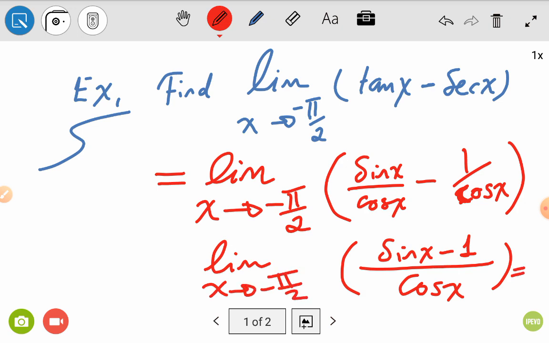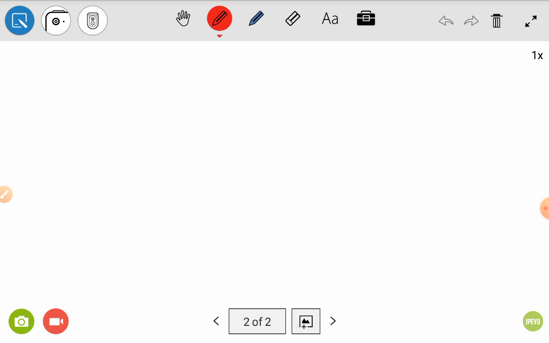When you substitute here, the answer will be sine negative pi over 2, which is 1, minus 1, which is 0, over cosine negative pi over 2, which is 0, indeterminate form. In the next slide here, I'm gonna apply my L'Hopital's rule.